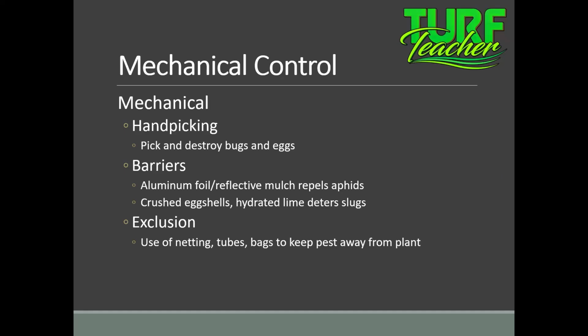With mechanical control, hand picking. Pick and destroy the bugs and eggs. Just pick them off, throw them on the ground, squash them or throw them away. Barriers: aluminum foil, reflective mulch will repel aphids. Crushed eggshells and hydrated lime will deter the slugs.